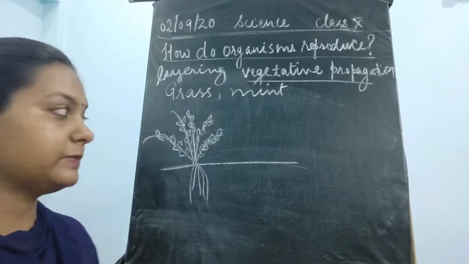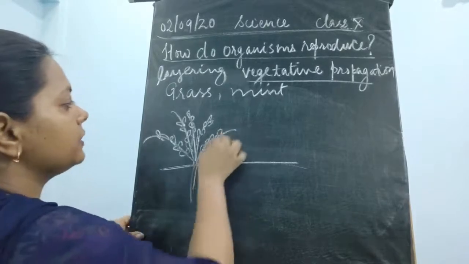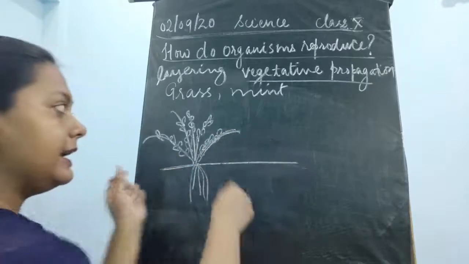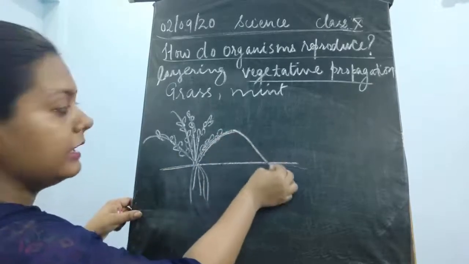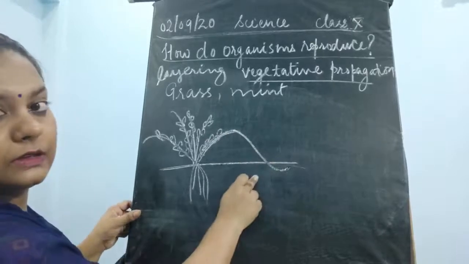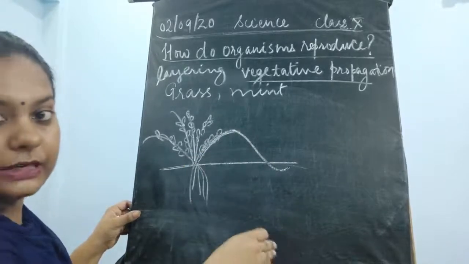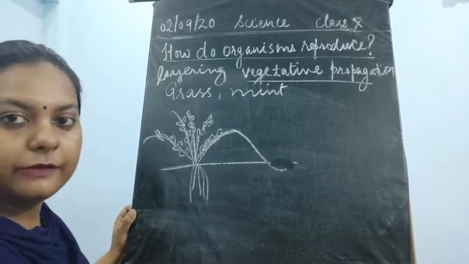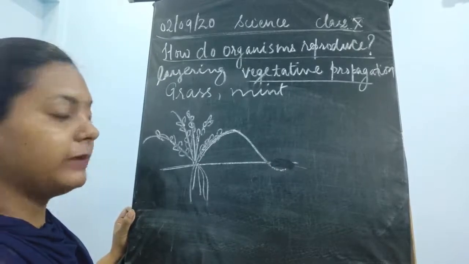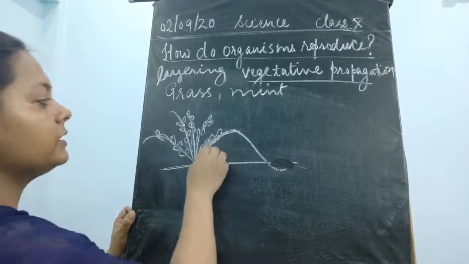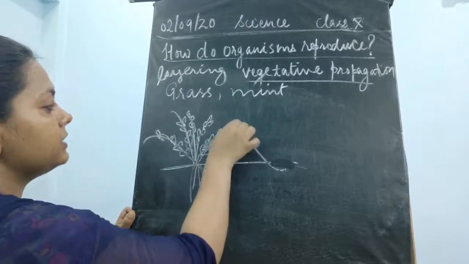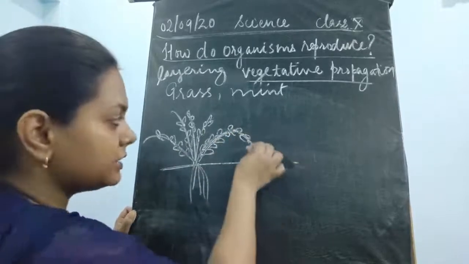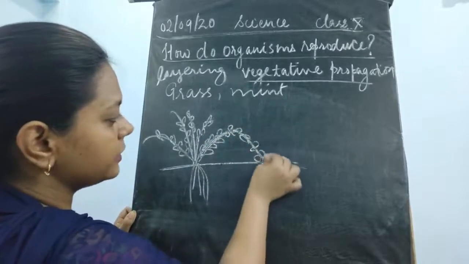Now how is this layering being done? One of the tender branches is taken. It is pulled and bent onto the surface, and it is layered inside the ground. We will dig out some soil from the place, and then we will just pull this branch and put it inside the layer of soil.